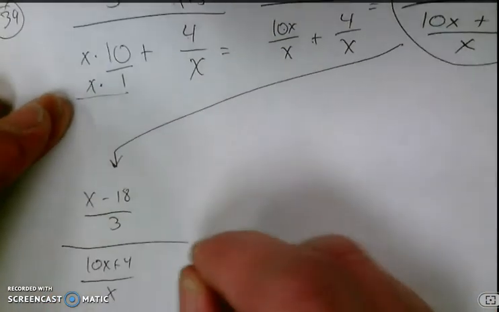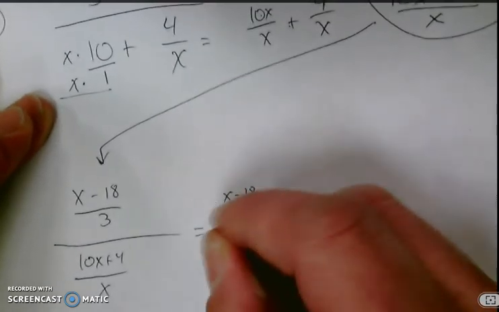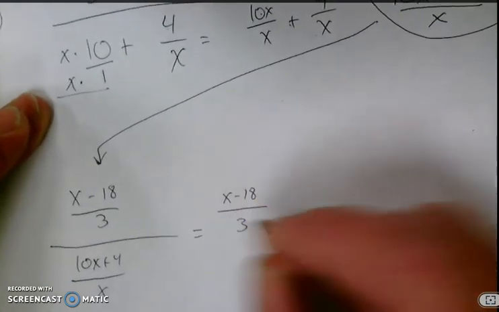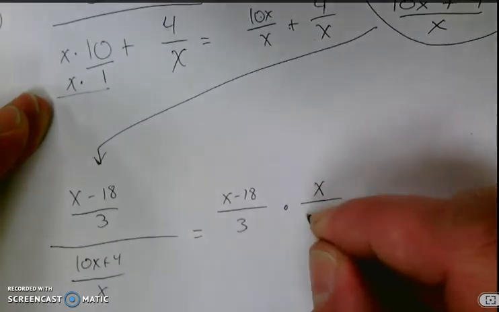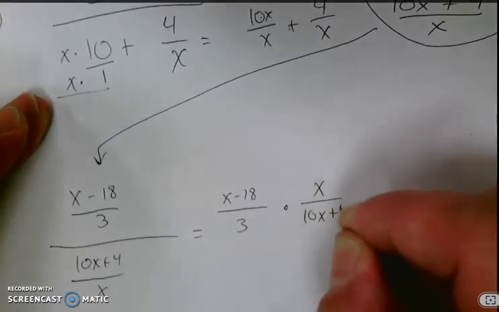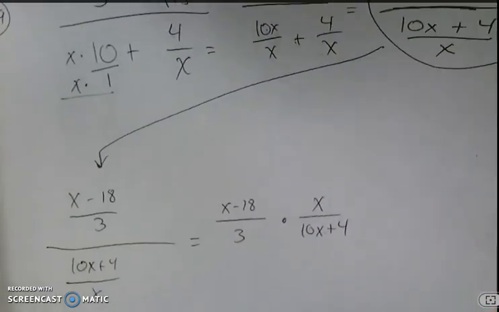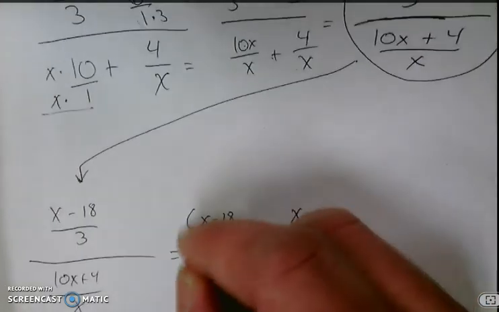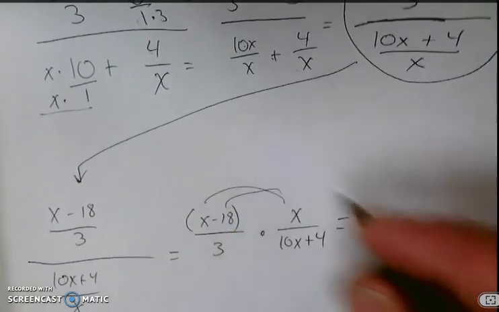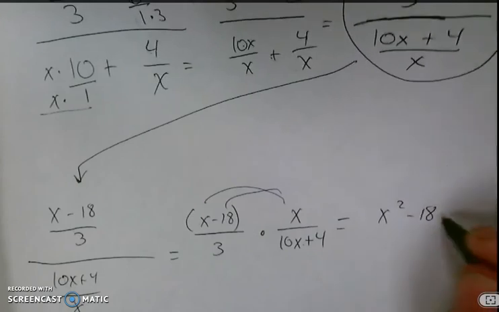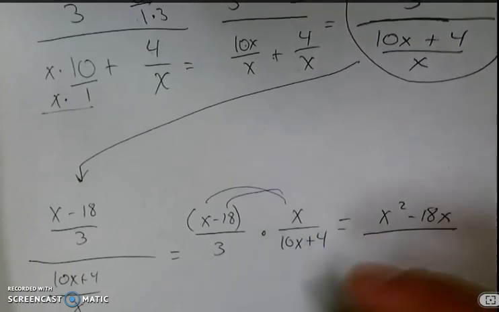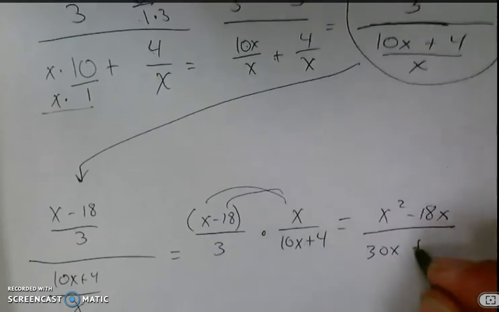Same thing here. Numerator stays the same. Denominator we make the reciprocal. All right. When you multiply this out, this is a binomial, so you'll multiply both of them. x squared minus 18x. And here you're going to have 30x plus 12.